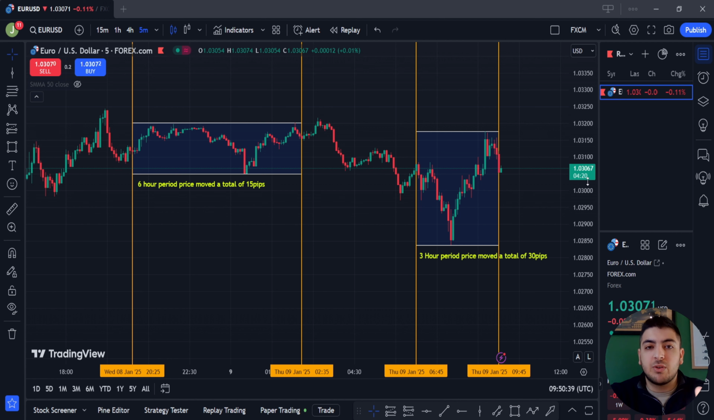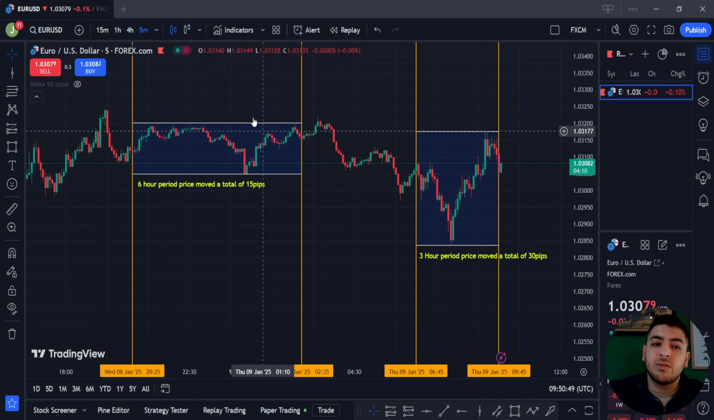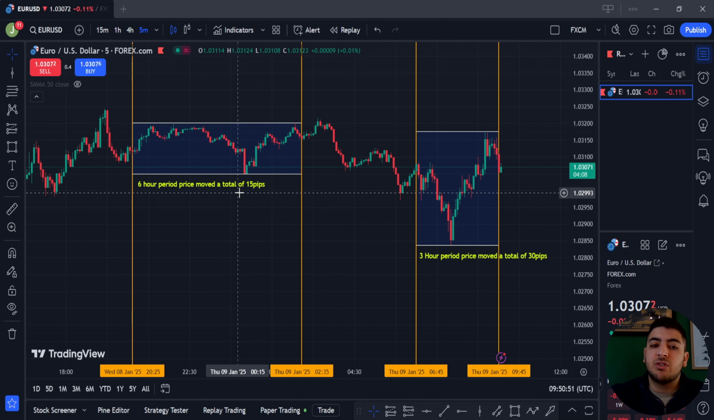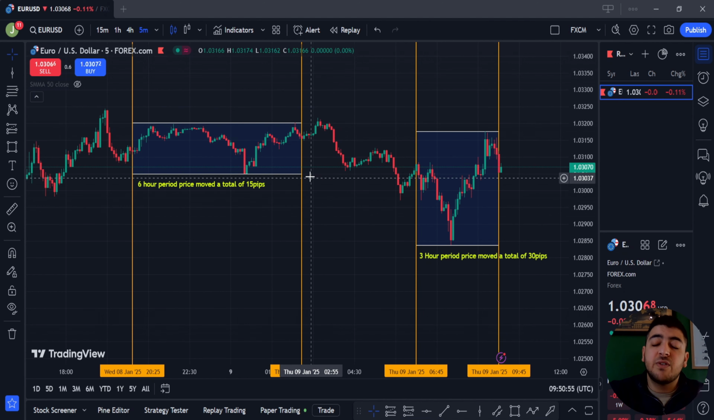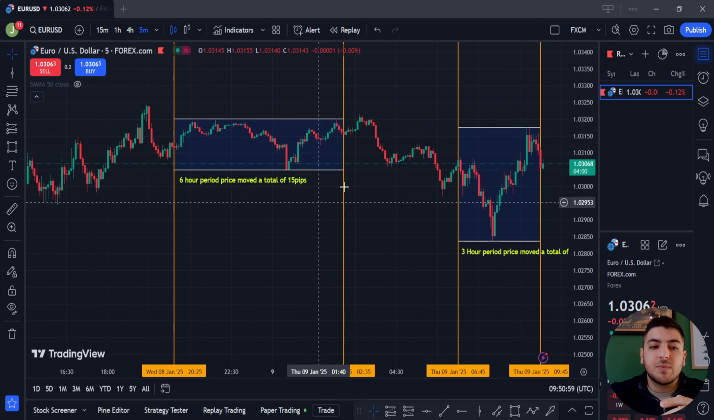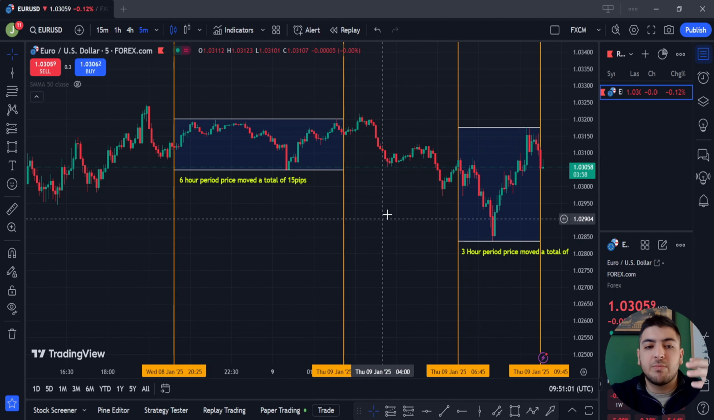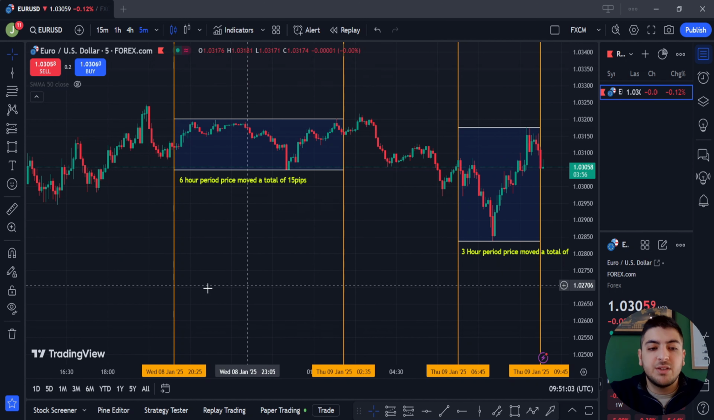As we've been talking between me and you at the moment, it's gone up by 1 pip, from 5 to 6. So this is what I mean when the highlighted rectangle here says it's moved a total of 15 pips. From the top of the rectangle to the bottom is 15 pips difference in the chart. So let's take a look over here. This 6-hour period moved a total of 15 pips. This 6 hours was from 25 past 8 in the evening to 2:35 in the morning the next day.